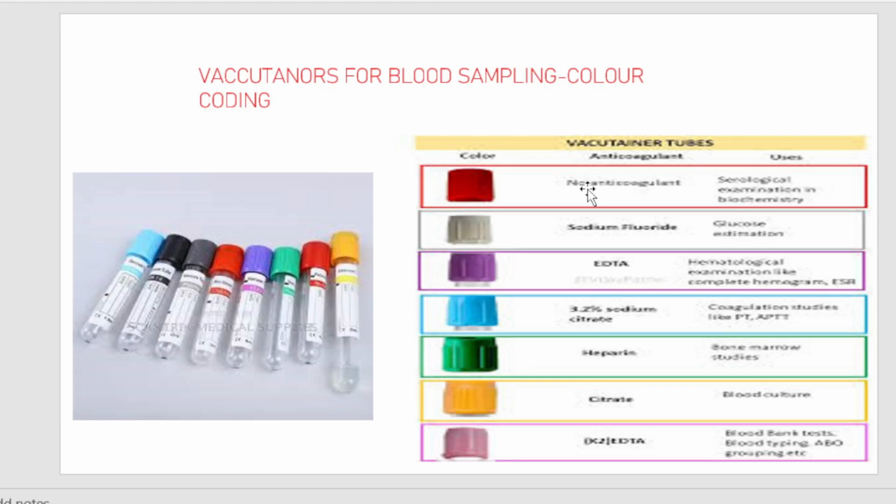In the gray color Vacutainer, the additive is sodium fluoride, mainly for glucose estimation. EDTA is mainly for hematological examination, meaning complete hemogram. Sodium citrate Vacutainer, the light blue color, is mainly used for coagulation studies like PT and APTT. Green color Vacutainer is mainly used for bone marrow studies. Yellow color Vacutainer is mainly used for citrate, and sometimes also for immunological tests. So this is all about Vacutainers and the types of additives we have to know.